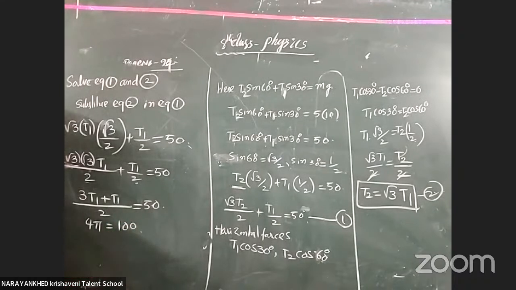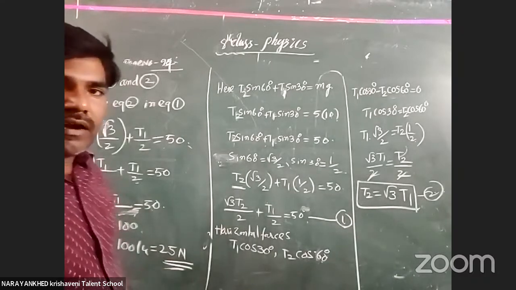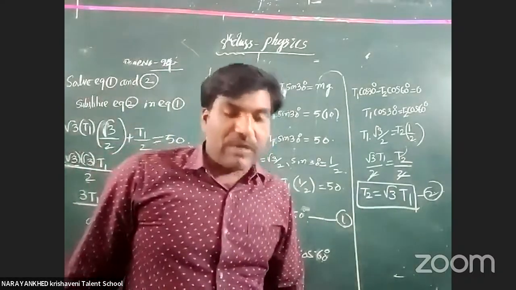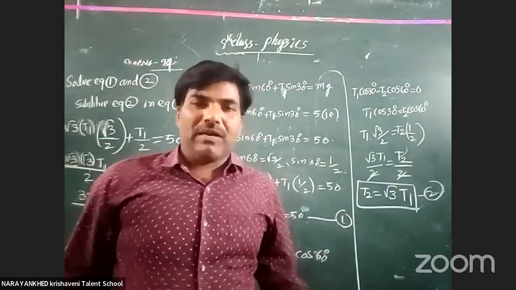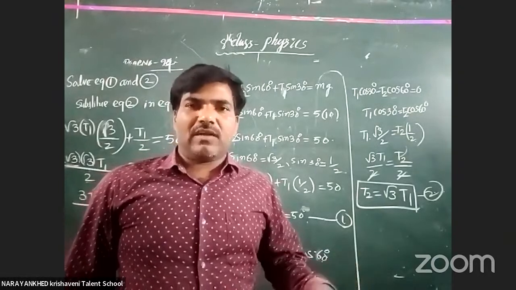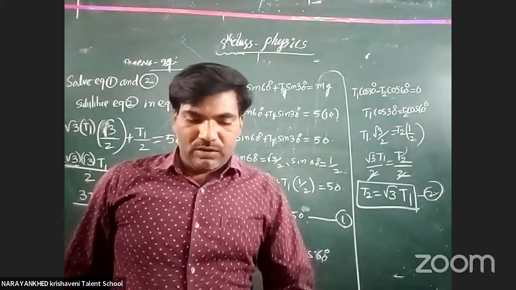Now T1 becomes 100 by 4, that is 25 Newton. The T1 value is 25 Newtons. One answer is there as 25 Newtons. Now the problem is not ending. It is a multi-answer question, so any other answer may also be correct. The T1 value is 25 Newtons.